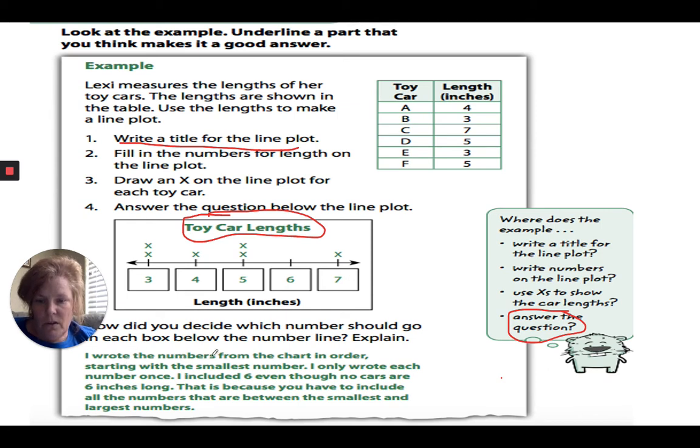Look, I wrote the numbers from the chart in order, starting with the smallest number. I only wrote each number once. So 3, 4, 5, 6, 7. So they put 6 because that's the order of the numbers, even though there wasn't a 6 inches. I included 6 even though no cars were 6 inches long. That is because you have to include all the numbers that are between the smallest and the largest number. Did you get that? I hope so.